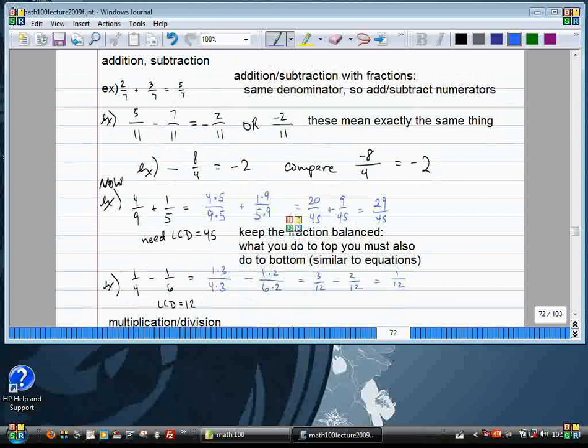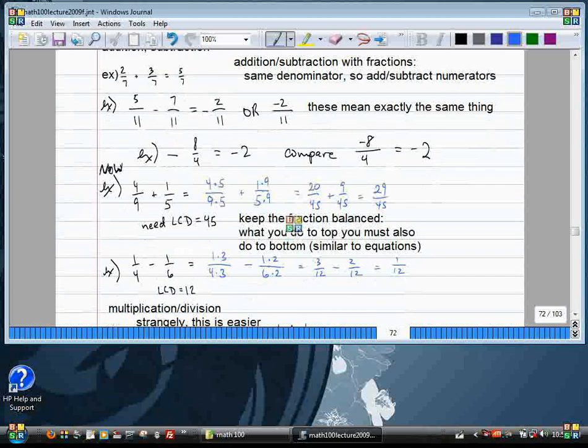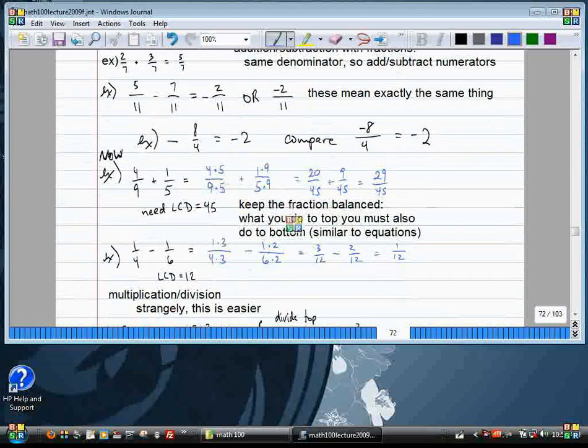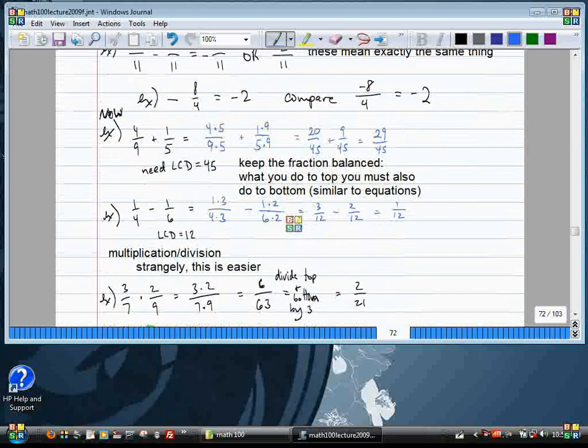Alright. Well, I would say that strangely this is actually easier. When you're dealing with fractions, multiplication is actually easier. Because what do you do if you have 3/7 times 2/9? You just go straight. So you just have 3 times 2 over 7 times 9. And 3 times 2 is 6, 7 times 9 is 63.